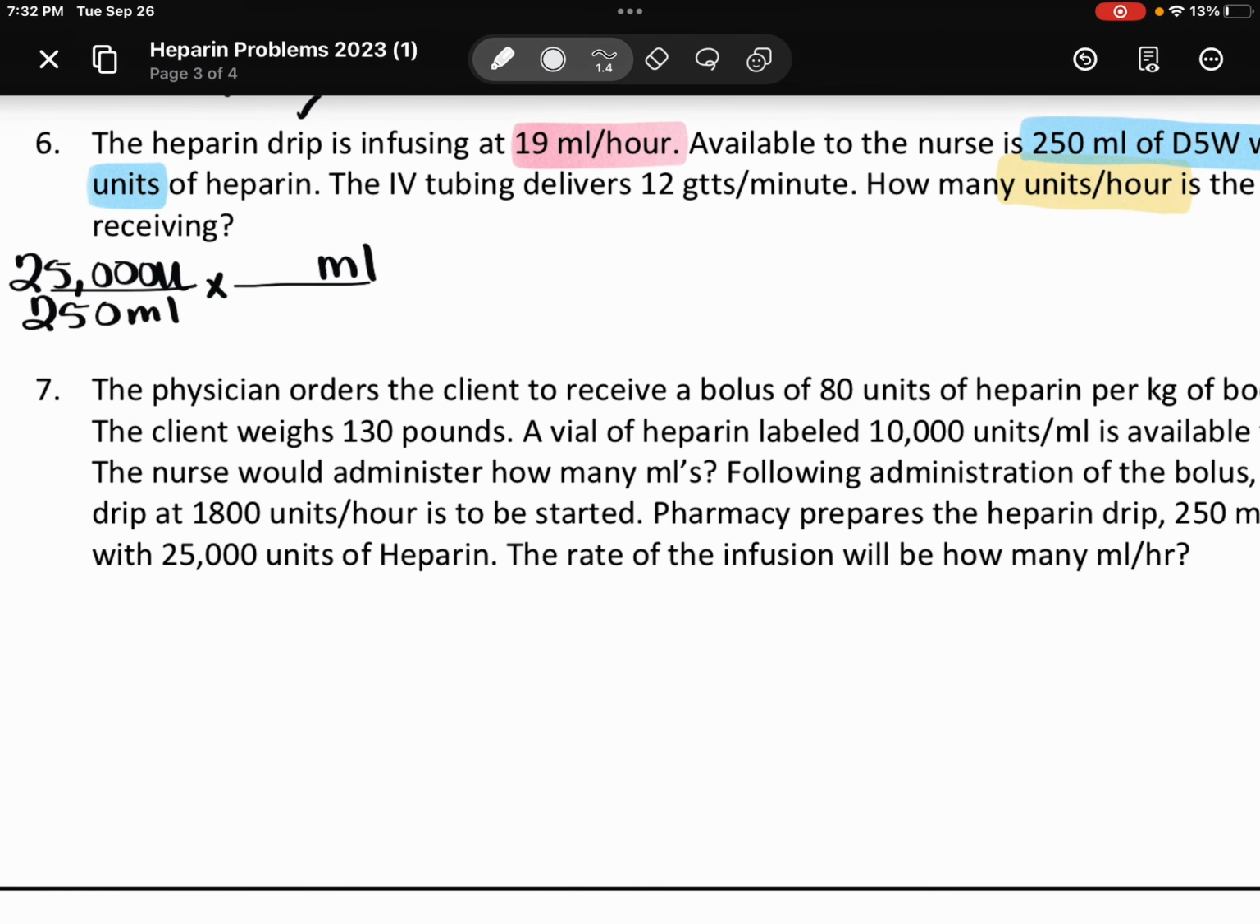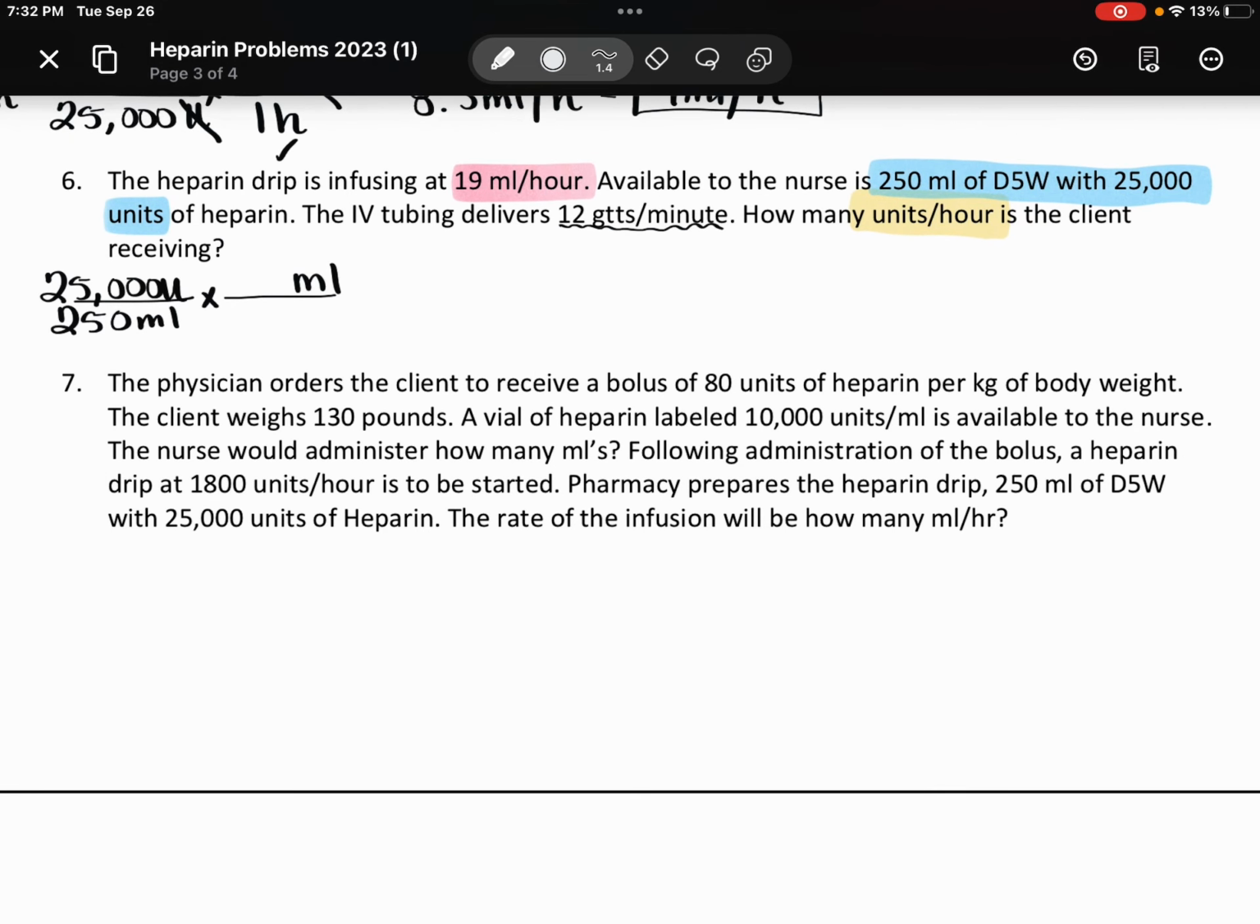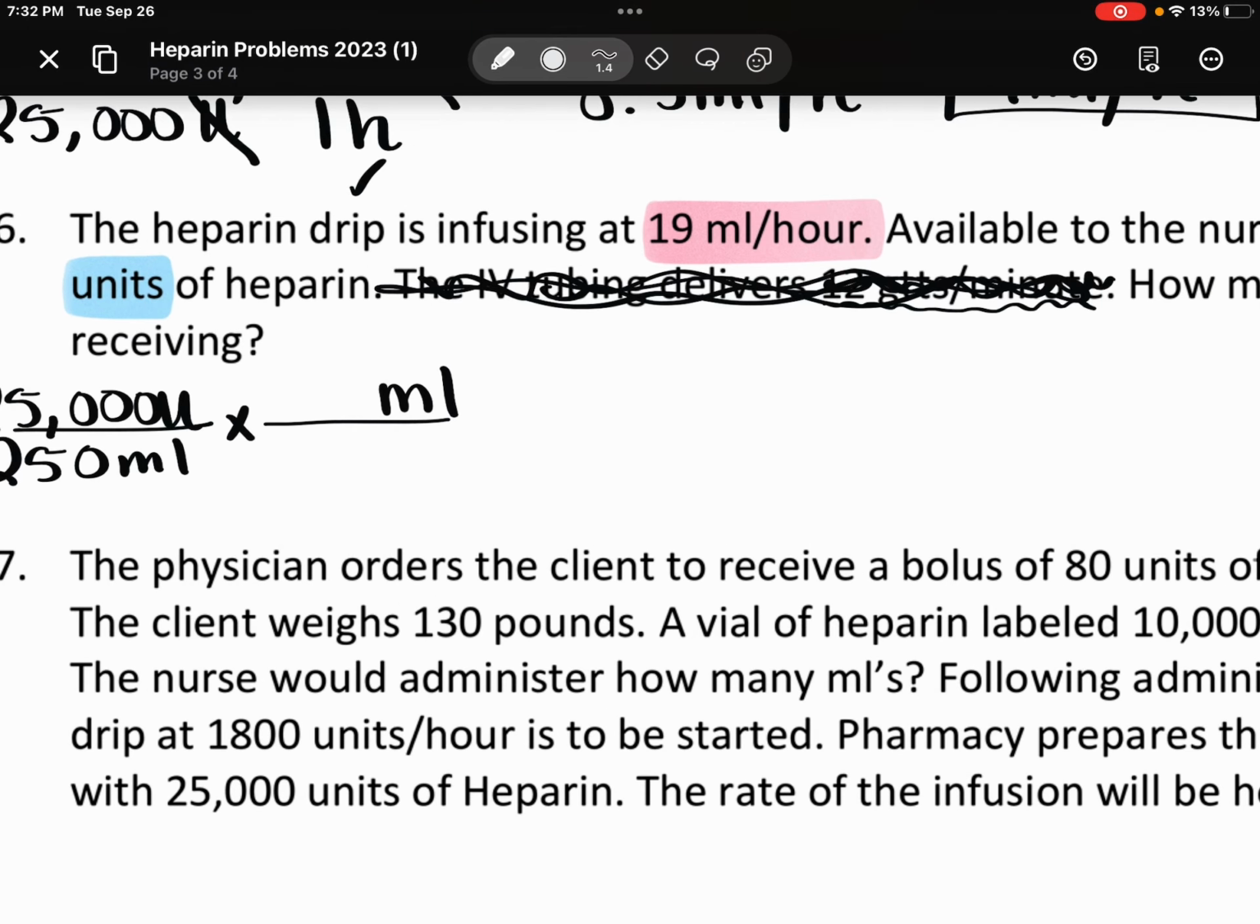And then again, I would not use this right here. Why? Because if you look at the whole problem, if I put this in my dimensional analysis, there's nothing else in this entire problem that can get me to cancel out this 12 drops per minute. So there's no point in me even bothering with that. That right there is, yet again, just extra information to trip you up. So instead, I'm going to use my 19 milliliters per hour, my 19 on top, per 1 hour.